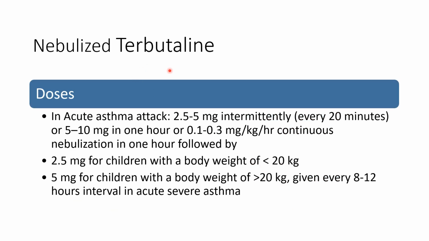What is the dose of terbutaline in acute asthma attack? 2.5 to 5 mg can be given every 20 minutes, or we can give 5 to 10 milligram in 1 hour, or as a continuous nebulization also, 0.1 to 0.3 milligram per kilogram per hour. This should be followed by 2.5 milligram for children less than 20 kg body weight and 5 milligram for children more than 20 kg body weight. We can repeat every 8 to 12 hour interval in acute severe asthma.